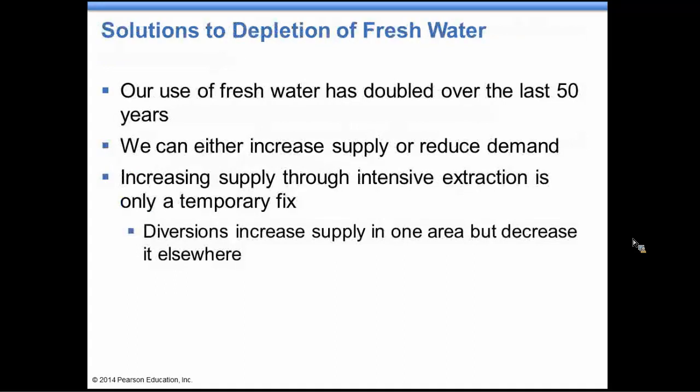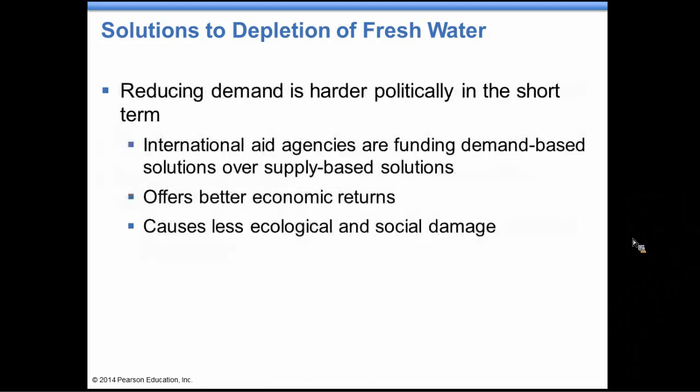So what are our solutions to the depletion of fresh water? Our use of fresh water has doubled over the last 50 years, so we can either increase supply or reduce demand. Increasing supply through extensive extraction is only a temporary fix, and diversions increase supply in one area but decrease it somewhere else. So reducing demand is actually really hard politically in the short term. International aid agencies are funding demand-based solutions over supply-based solutions. These offer better economic returns and they cause less ecological and social damage.